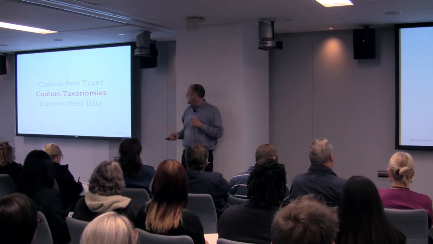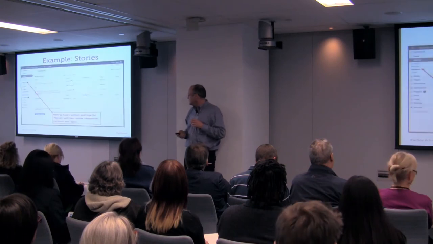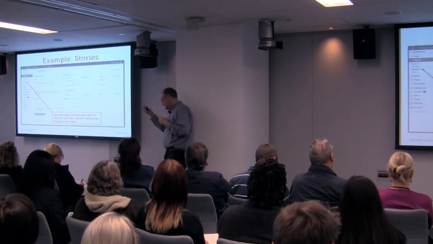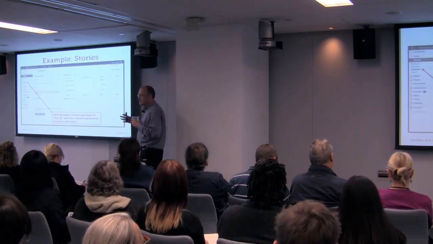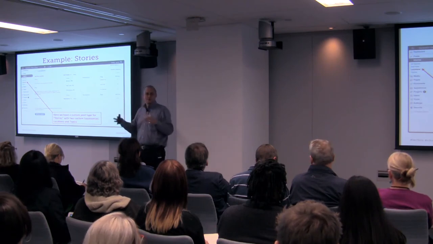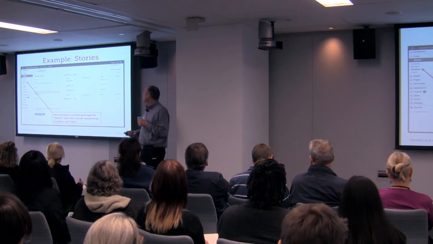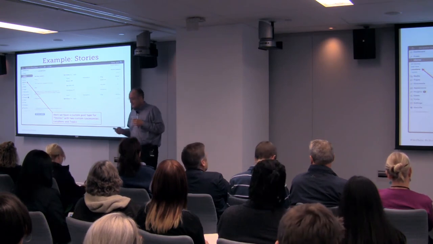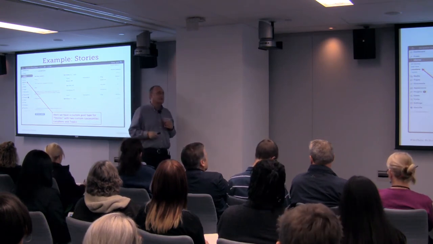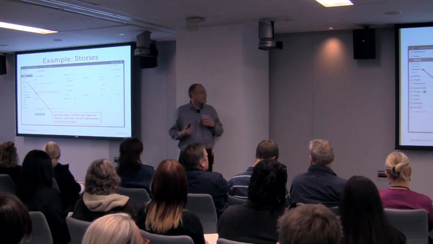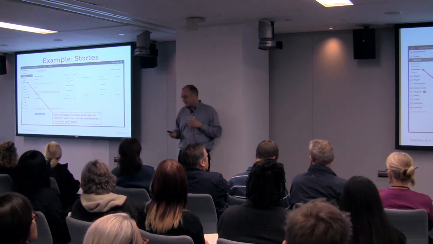So taxonomies. A taxonomy is like genus, phylum, kingdom, and species in the animal world, but a taxonomy is a way of grouping and sorting and identifying things. In a WordPress context, you're most familiar with taxonomy from categories and tags, right? Categories of posts are part of taxonomy, but you can define a custom taxonomy.